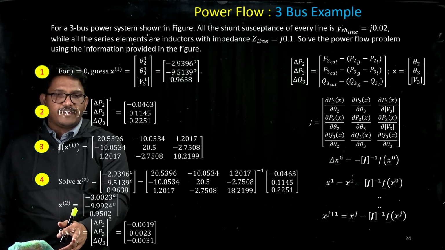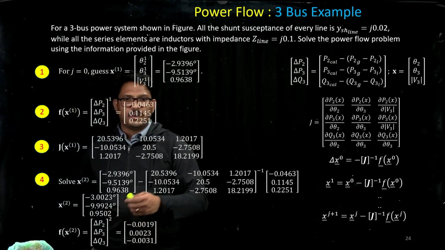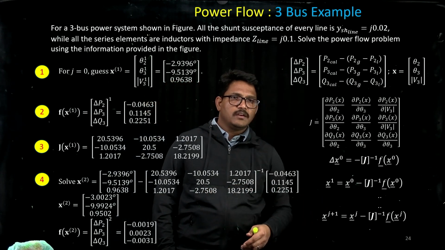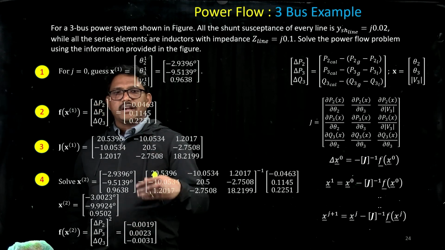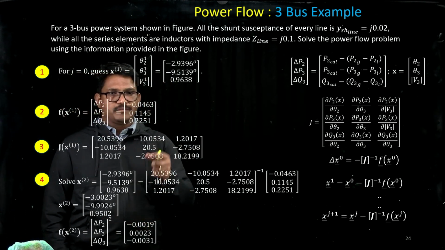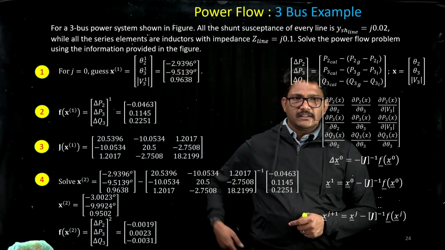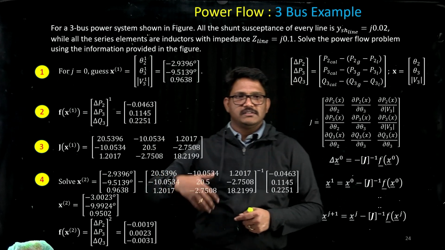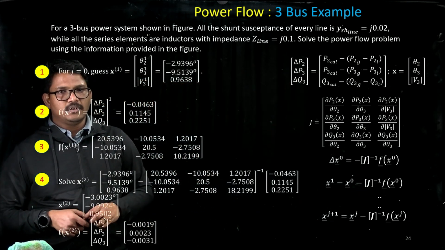If f of x2 is close to 0, as here where you have 0.00190023, and you're happy with the tolerance, then you can stop your iterative process. Otherwise, you can go for one more iteration to get the delta P and delta Q values to be much, much lesser. But this is the repetitive process that we follow in order to solve the power flow problem we have here.